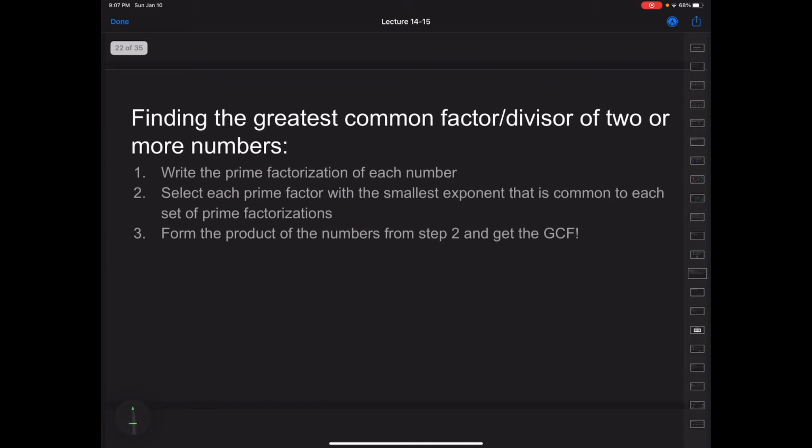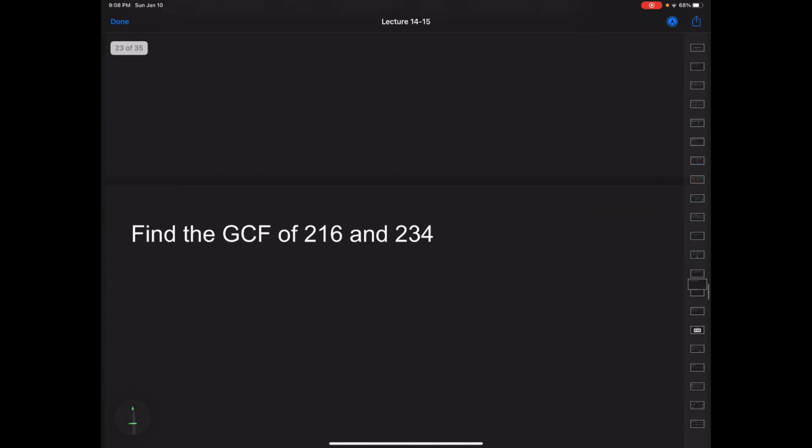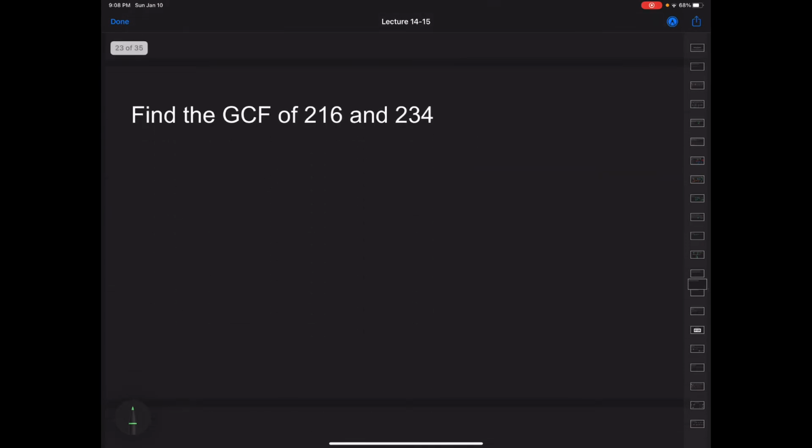Now, the process of finding the greatest common factor or divisor of 2 or more numbers is: Step 1, you write the prime factorization of each number. Step 2, select each prime factor with the smallest exponent that is common to each set of prime factorizations. Step 3, form the product of the numbers from step 2. For example, if we have these two, let's split them up.